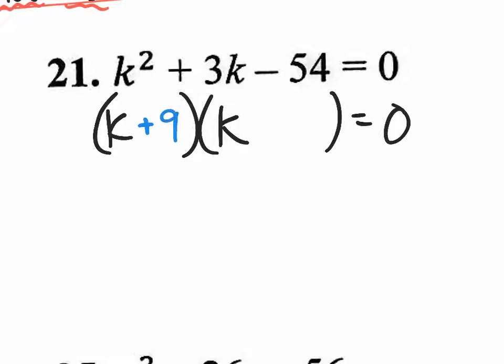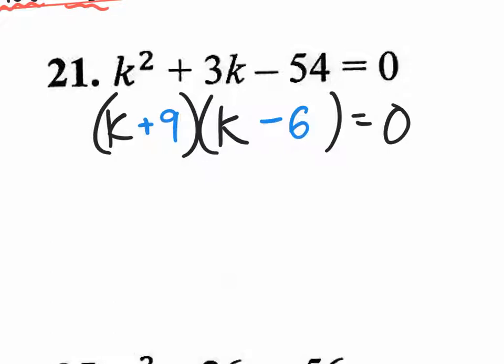Positive 9 and negative 6. That's good. Positive 9 times negative 6 is that C value, negative 54. And if I add positive 9 and negative 6, I will get a positive 3. So it's always what times what is a C value that if you combine together is a B value. And if you're stuck, make a list, use a calculator, and then see which pair of numbers combines together to give you the B value.